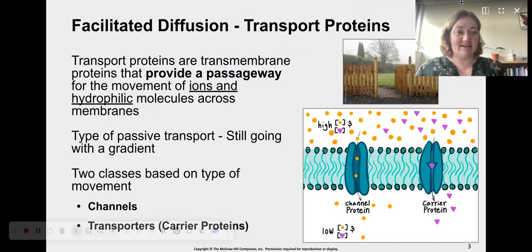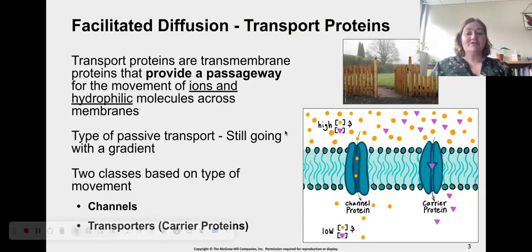All right, so facilitated diffusion. Right? So again, I talked about facilitated diffusion needing a protein in order to get these molecules across the membrane. Right? So these transport proteins are transmembrane proteins, and they provide a passageway for larger molecules, molecules like ions or other hydrophilic molecules to get across the membrane. Now you can see in this image down here, I have two different types of proteins that we will talk about. One is a channel protein and one is a carrier protein, right?